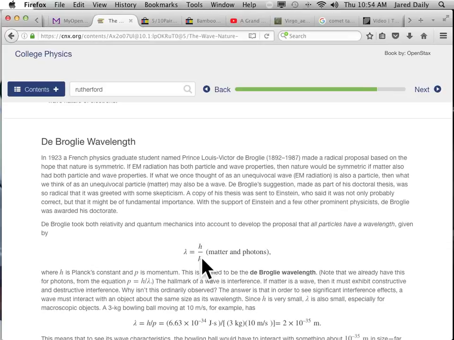But anyway, the point is that these wavelengths are very small to begin with. And so if you want to measure it, you need to make it as big as possible. So you need the thing to be going slow. If you want to measure the wavelength of a particle, you have to make it go very slow, which means you have to slow it down in some way.